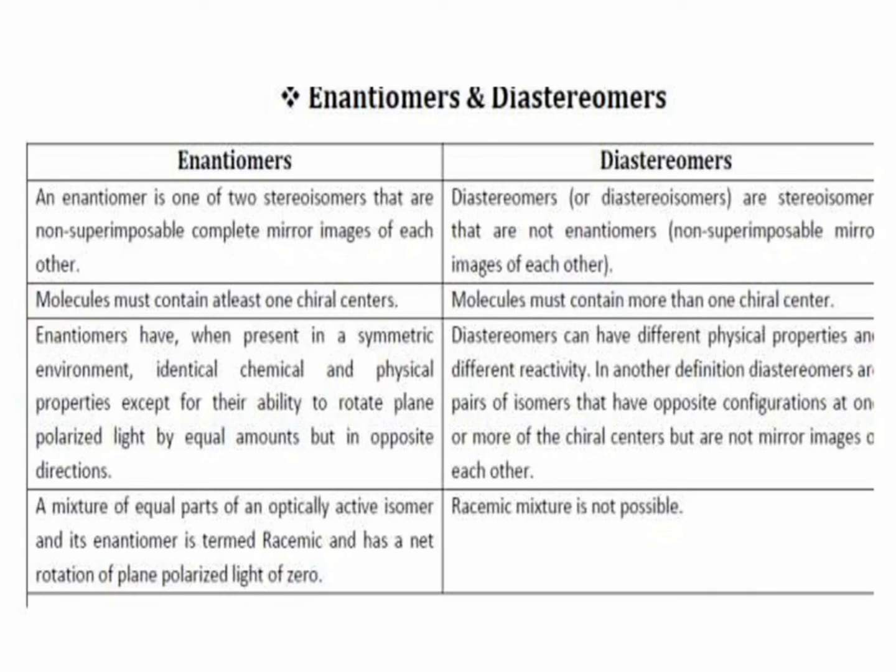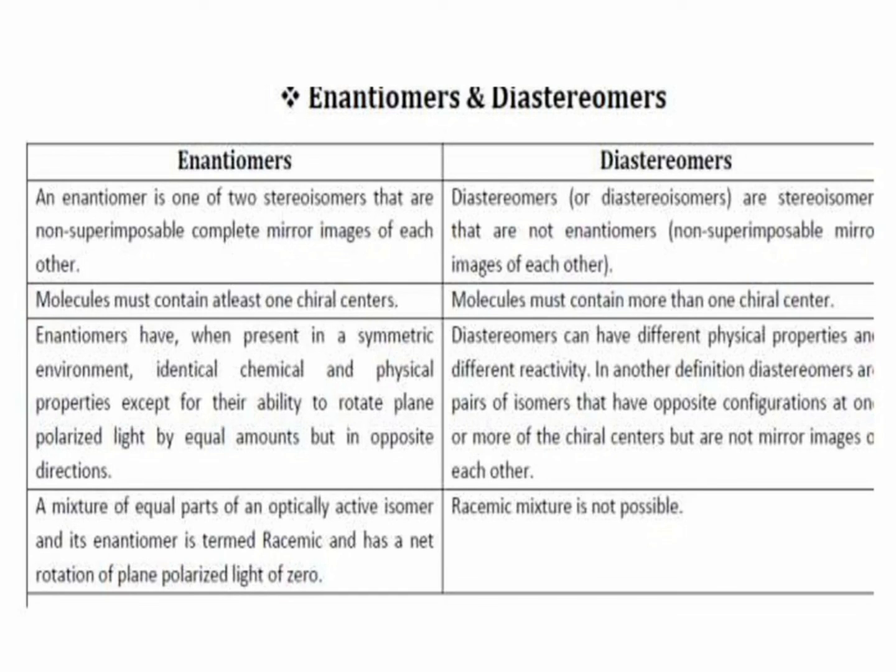Enantiomers, when present in a symmetric environment, have identical chemical and physical properties except for the ability to rotate the plane polarized light by equal amounts but in opposite directions. Whereas diastereomers have different physical properties and different reactivity. In another definition, diastereomers are pairs of isomers that have opposite configuration at one or more chiral centers but are not mirror images of each other. Underline diastereomers, they are not mirror images, they are non-superimposable, non-mirror images of each other.